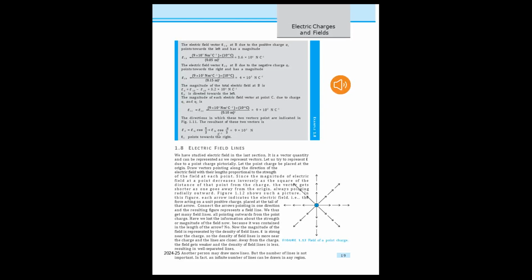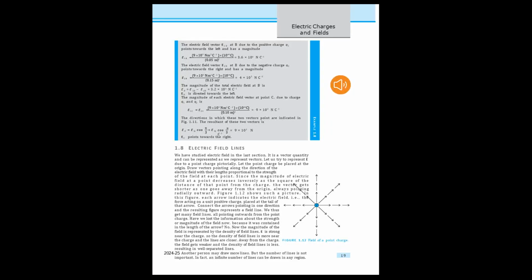In this figure, each arrow indicates the electric field, that is, the force acting on a unit positive charge placed at the tail of that arrow. Connect the arrows pointing in one direction and the resulting figure represents a field line. We thus get many field lines, all pointing outwards from the point charge. Have we lost the information about the strength or magnitude of the field now because it was contained in the length of the arrow? No. Now the magnitude of the field is represented by the density of field lines.